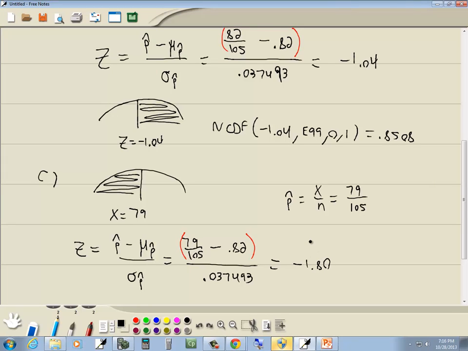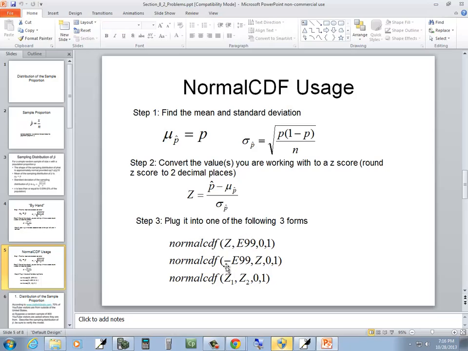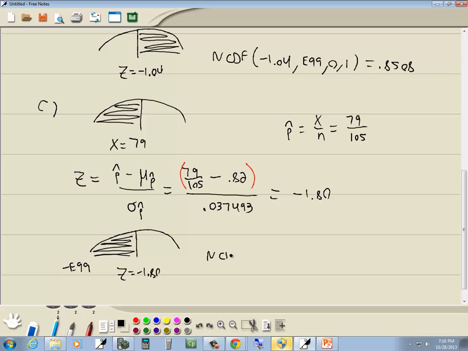Now what our picture looks like is instead of x down there, we've got z equals negative 1.80, and we're still shading to the left, and clear over here is negative e99, which matches our second form, negative e99 comma z comma 0 comma 1. So this will be normal CDF, negative e99 comma negative 1.80 comma 0 comma 1.